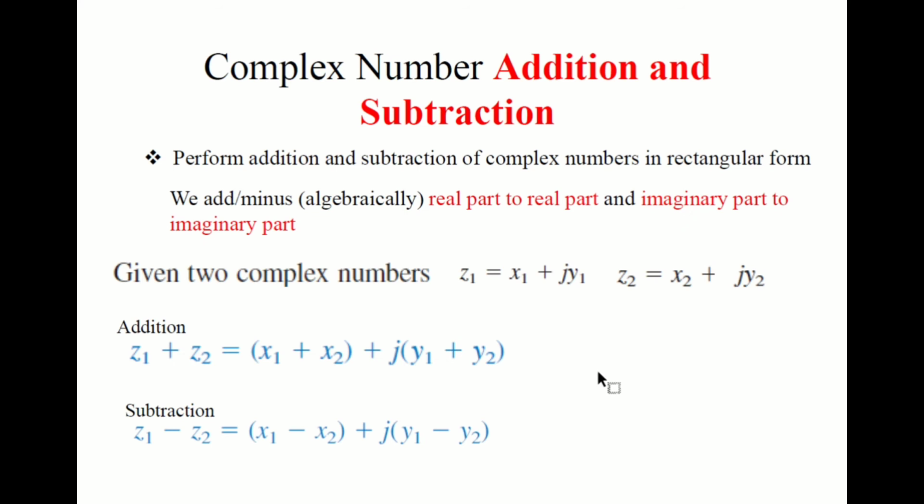So let's look into the mathematical operations. For complex numbers, you can do addition and subtraction. For addition and subtraction, you need to work in rectangular form, for example addition and also subtraction. However, if you're using a calculator, it doesn't matter whether you use rectangular or polar form. You can still add or subtract.